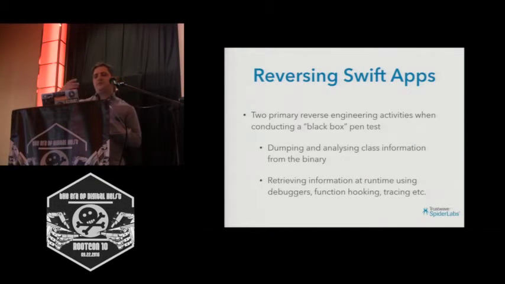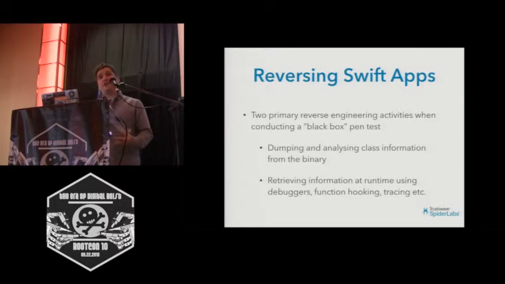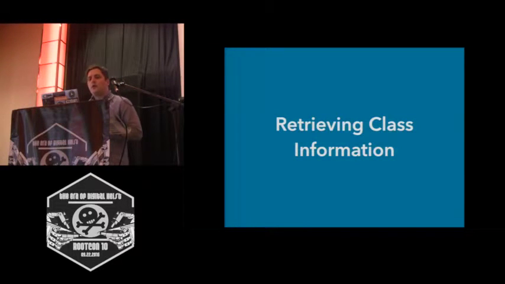So when it comes to reversing Swift apps, there are 2 primary reverse engineering activities when conducting a black box pen test. Dumping and analyzing class information from the binary, just to figure out what's in there and what it's doing, and then retrieving information at runtime using debuggers, function hooking, tracing, whatever. Sweet. So retrieving class information.